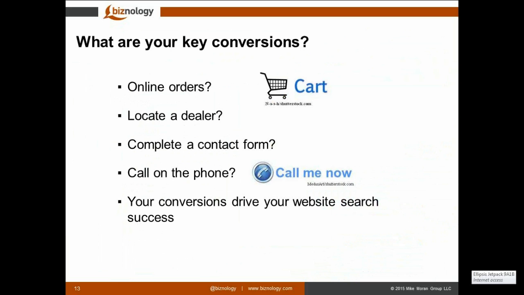Now, the reason they wanted that is because they knew that people who downloaded the white paper would call the number on the white paper, and they would convert offline. And they could count how often that was happening. So whatever your business is, there's something you're trying to get people to do. That's what you're counting. Can people do those things? Are they doing those things after a website search?